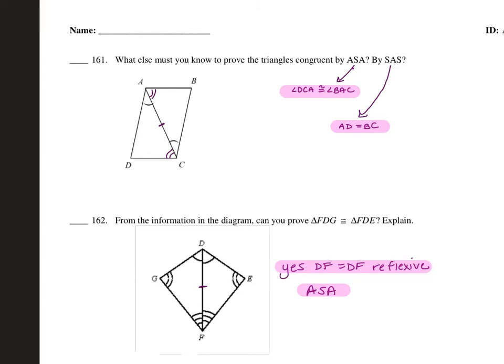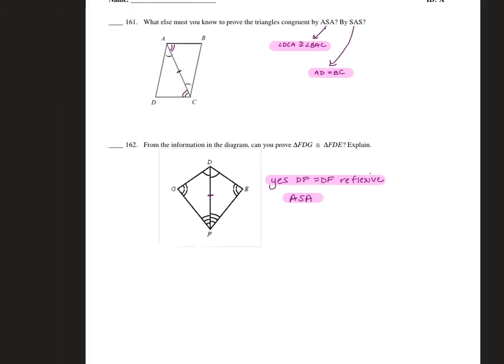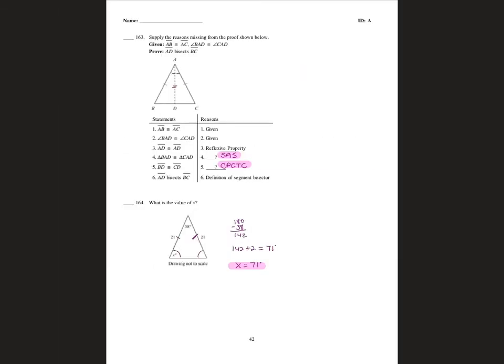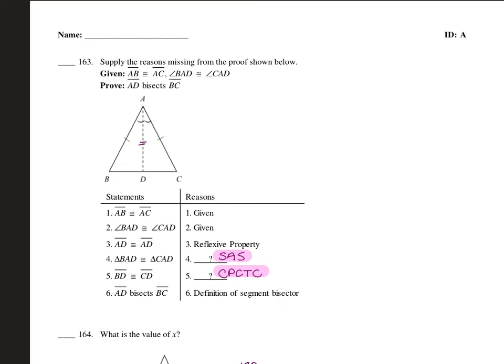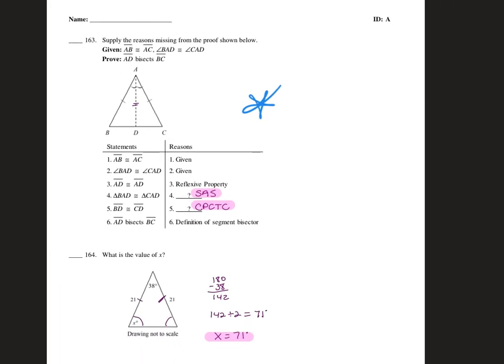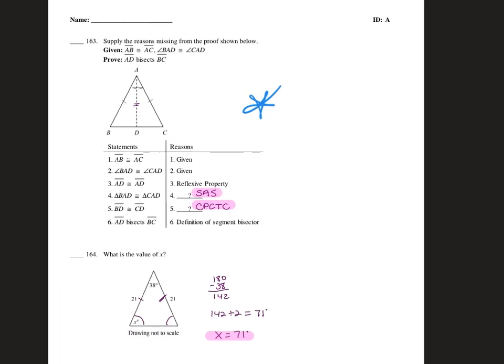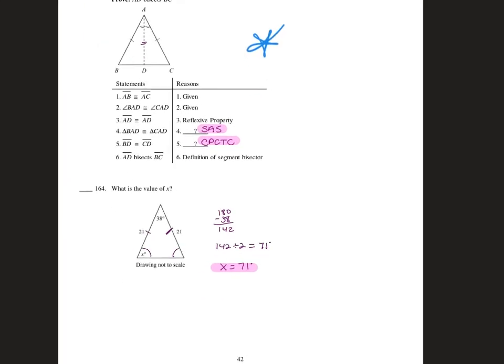162, DF and DF would be reflexive, and then the triangles would be congruent because of angle side angle. There's no such thing as angle angle angle congruence. Here's another good practice for proof in 163. 164 was your base angles. Once the sides are the same, the angles are congruent.